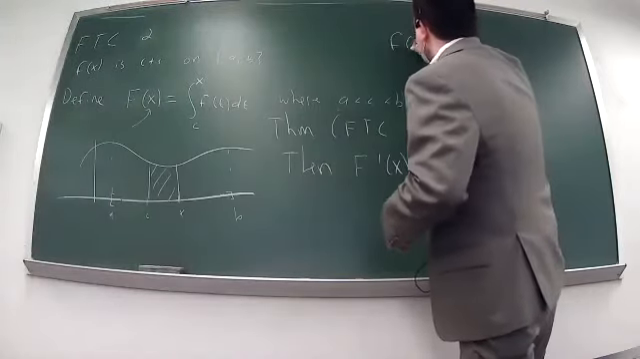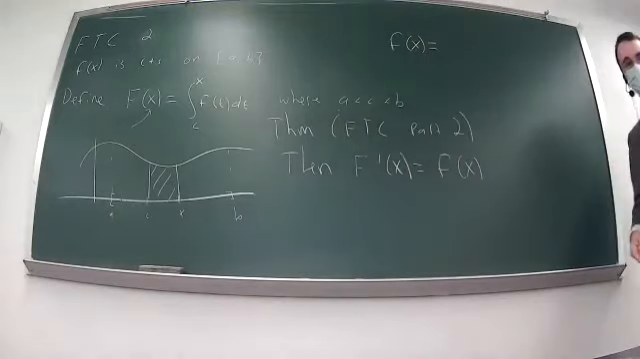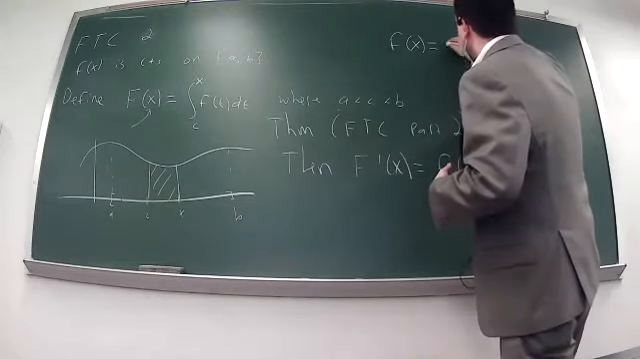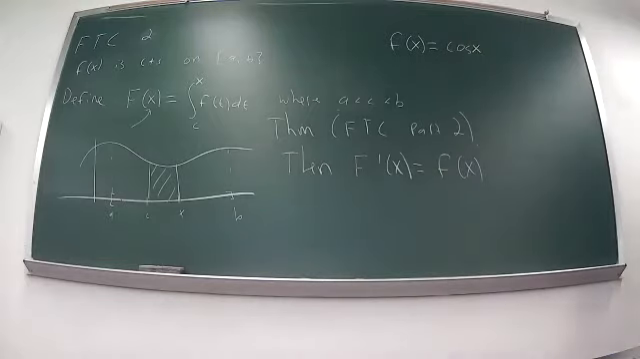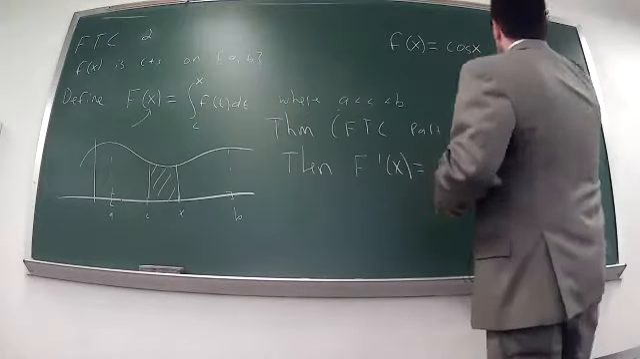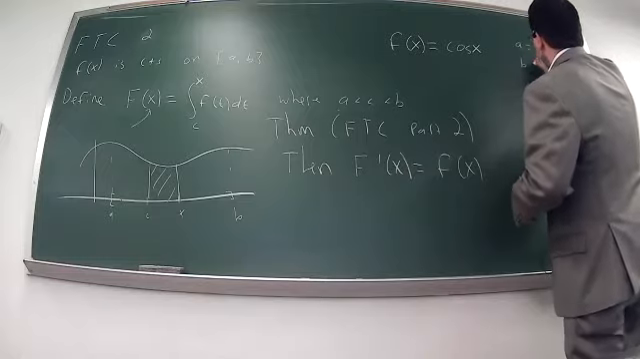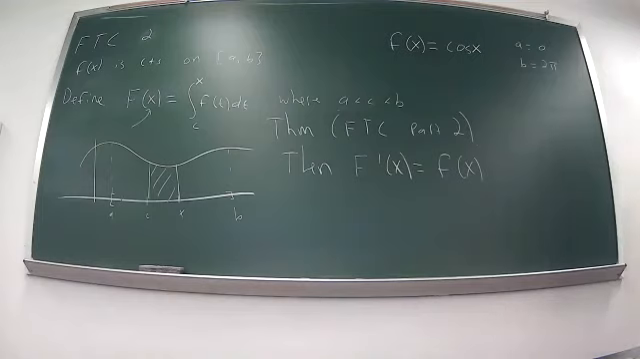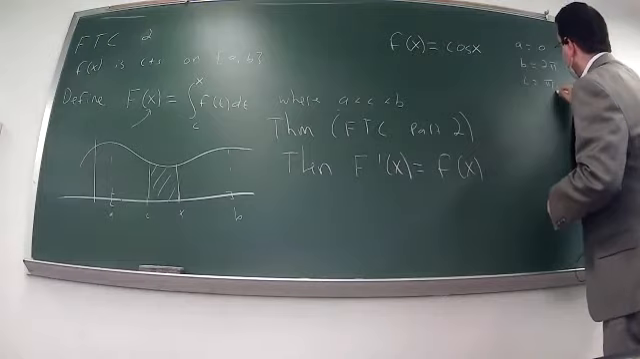So for instance, let's do an application. I'll show you how to prove this theorem in a minute, but assuming it's true, let's do an application. Let's take lowercase f equal to cosine of x. And let's take the interval from a to b, with a being 0 and b being 2 pi. Let's take c to be equal to pi over 2.